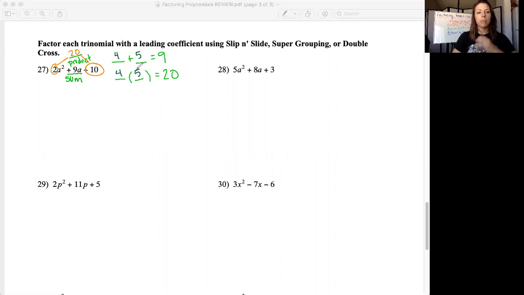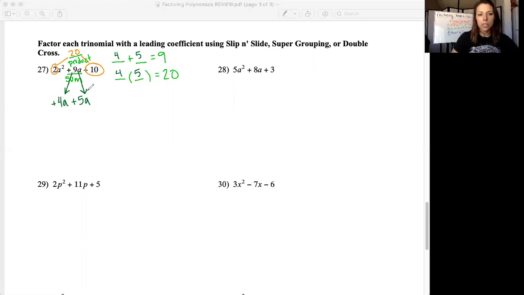Now, here's the key part with supergrouping. You're going to use that P and Q to split the middle term. So this middle term, 9a, becomes 4a plus 5a. And where did I get that from? I got that from my P and Q. And again, this is a positive 4a and a positive 5a.